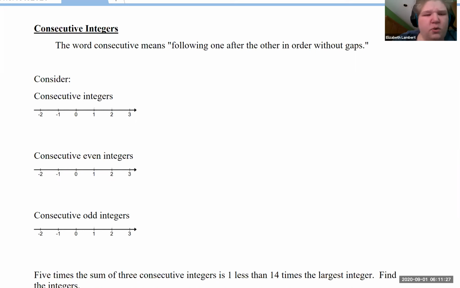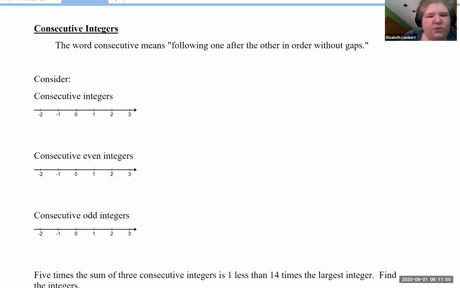So now in our word problem journey, we're looking at consecutive integers. The word consecutive means following one after the other in order without gaps. I like to cover this because this often confuses people. How do I write this, especially when you have to solve an equation to figure them out, because guess and check takes forever.